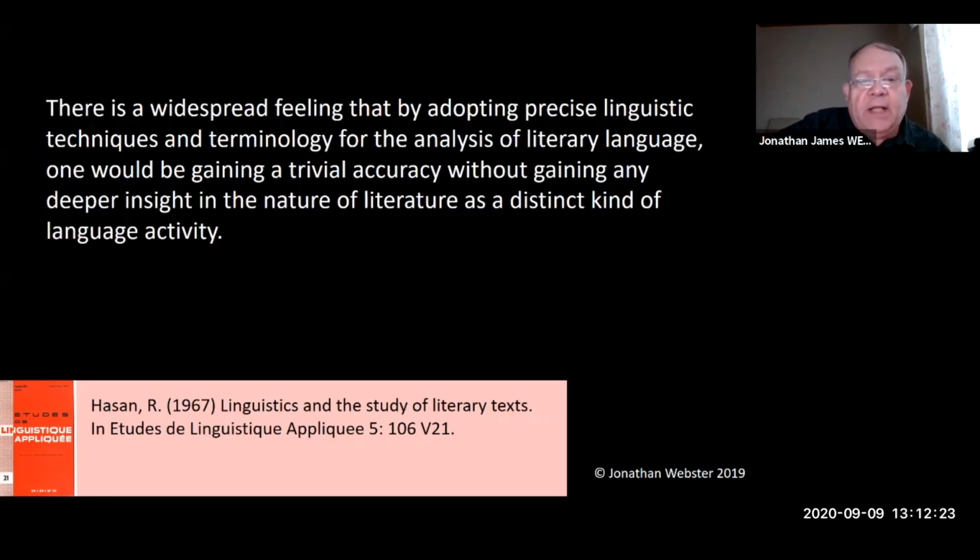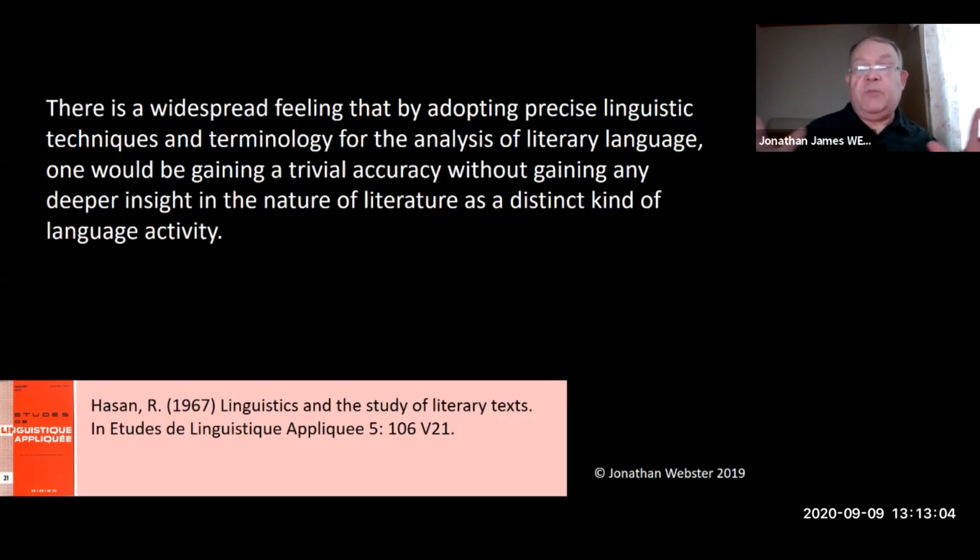Hasan writes this: there's a widespread feeling that by adopting precise linguistic techniques and terminology for the analysis of literary language, one would be gaining a trivial accuracy without gaining any deeper insight into the nature of literature as a distinct kind of language activity. In other words, it's thought by some that a linguistic analysis of verbal art is basically gaining a trivial accuracy.